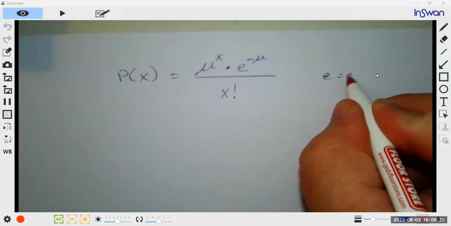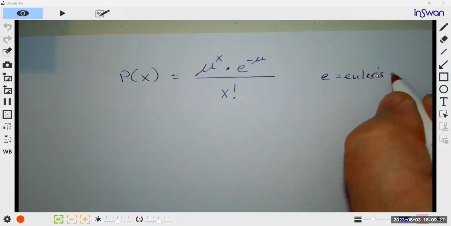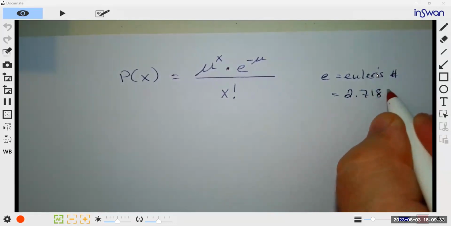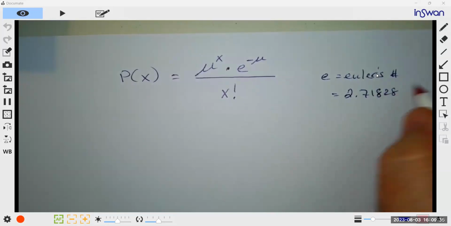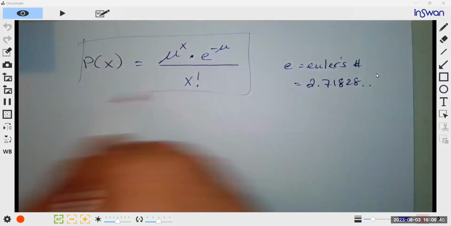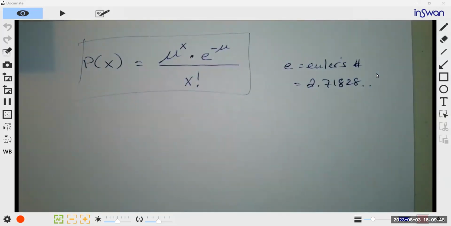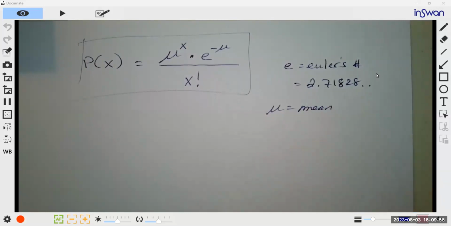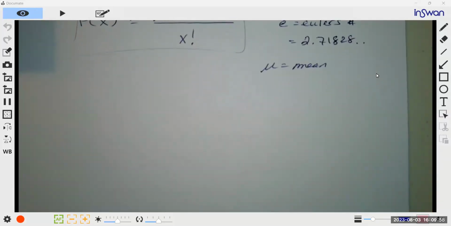E is Euler's number, which is 2.7182818. So it's a constant number, an irrational constant number. But yes, this is the formula for the probability of a Poisson distribution. And mu is the mean of the population.